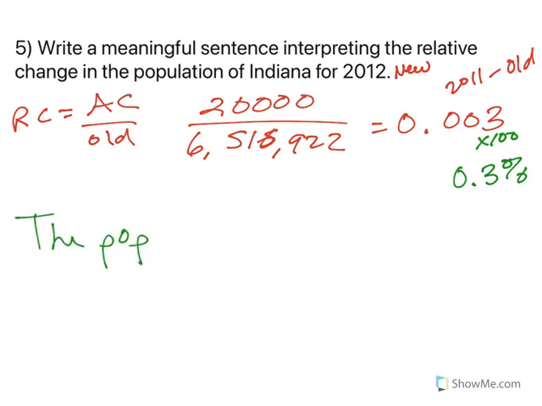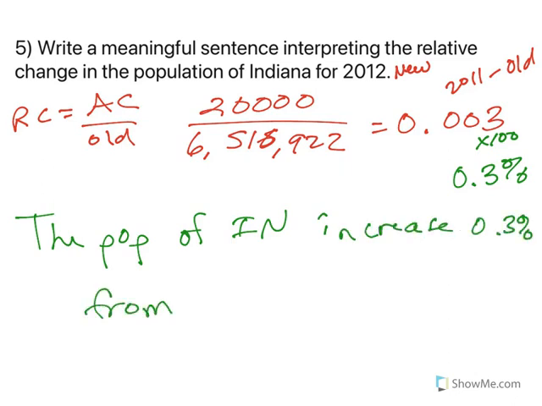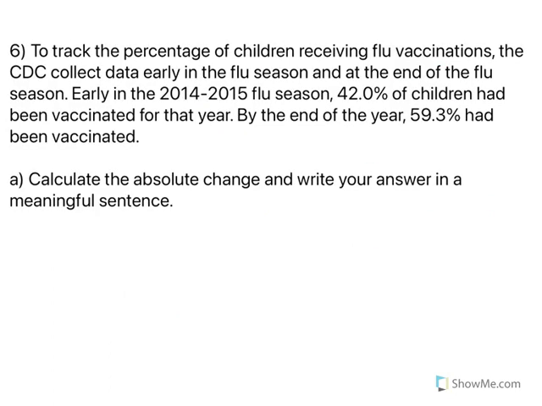The population of Indiana increased 0.3% from 2011 to 2012. Depending on how you look at it, you might think that 20,000 sounds really big, but 0.3% sounds really small. So it really depends on how you talk about numbers and whether or not they sound big or small. Let's do one more here, an A and B.